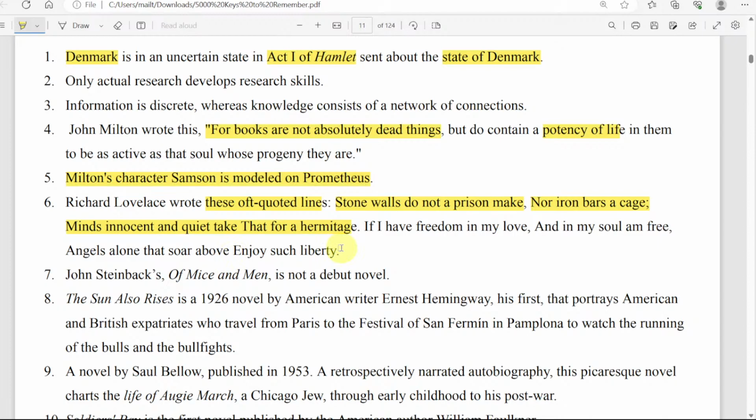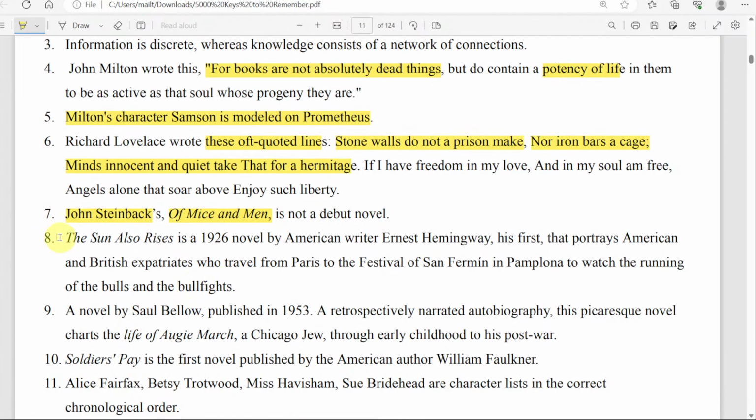John Steinbeck's Of Mice and Men is not a debut novel. It is not the first novel, okay? And The Sun Also Rises is a 1926 novel by Ernest Hemingway, an American writer, and his first, that portrays American and British expatriates who travel from Paris to the festival of San Fermin in Pamplona to watch the running of the bulls.